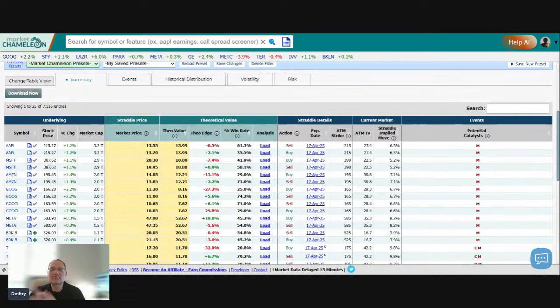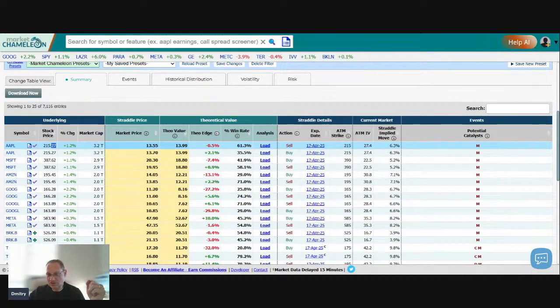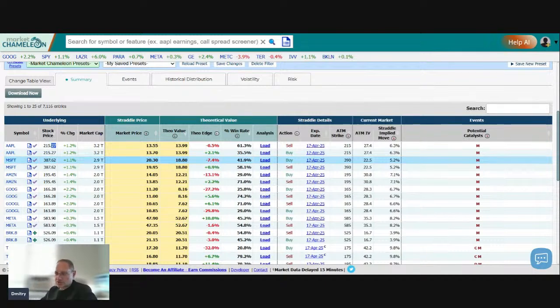Okay, when we look at, for example, here, if we look at Apple, Apple is trading at $215.27. That was as of yesterday. The markets are closed right now. So the nearest at the money strike is over here, the 215. And that's because we don't have a strike that's exactly $215.27. So this particular screener looks at the closest strike to the at the money. Okay.